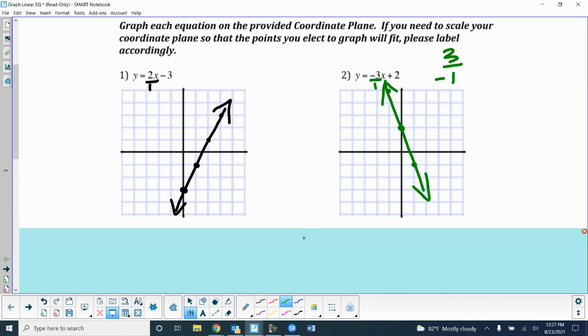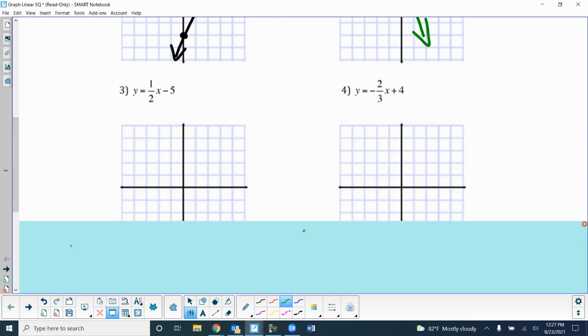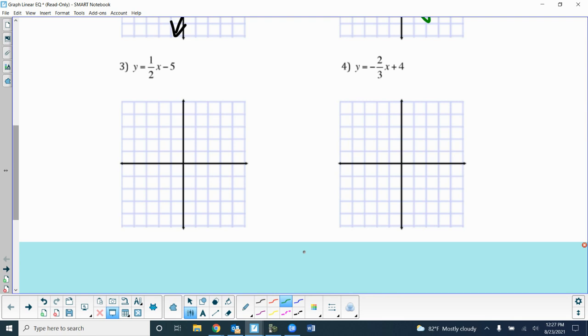Okay. Try 3 and 4, please. As long as you participate in class today doing these, I'll give you a 5 like homework. Okay? So this is your homework, doing work in class. I'm not assigning you a homework assignment.